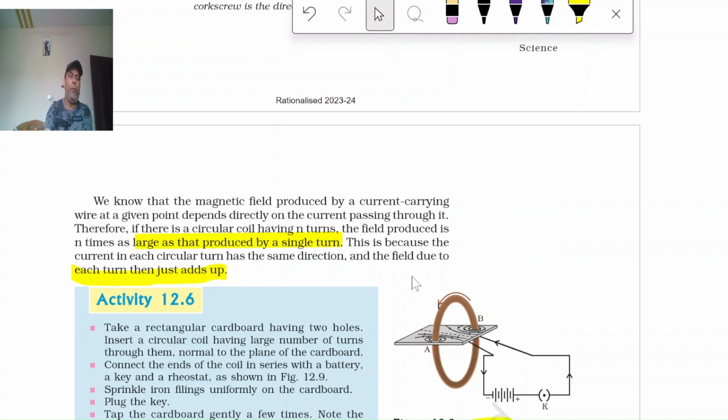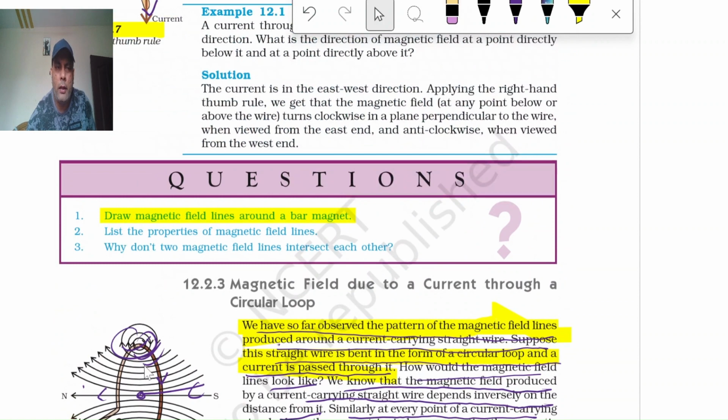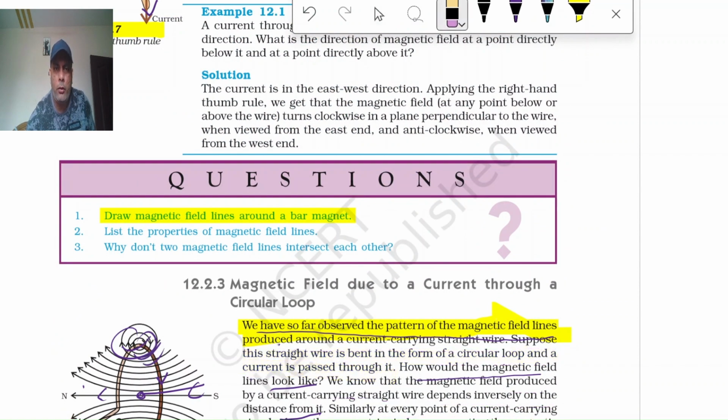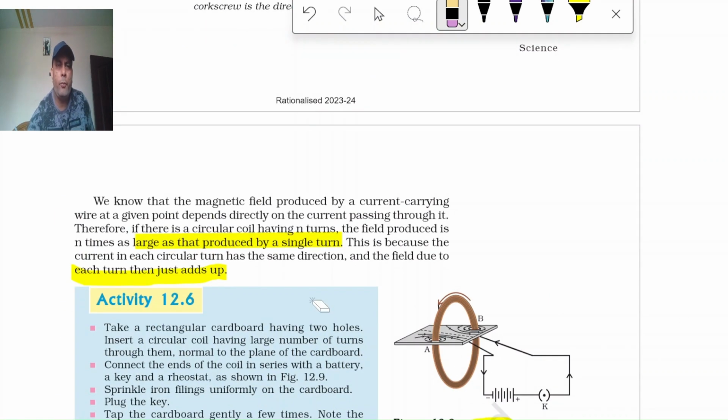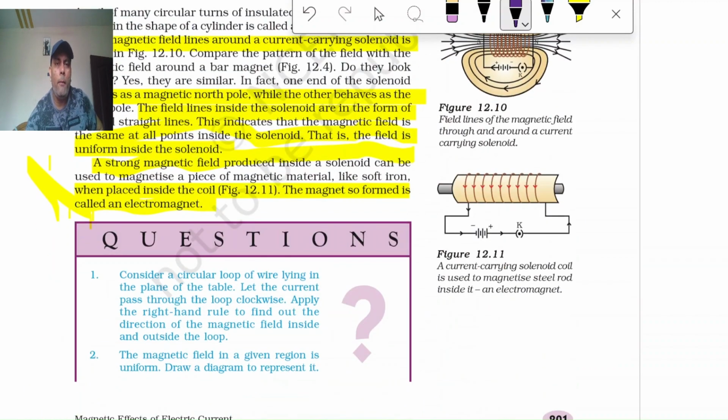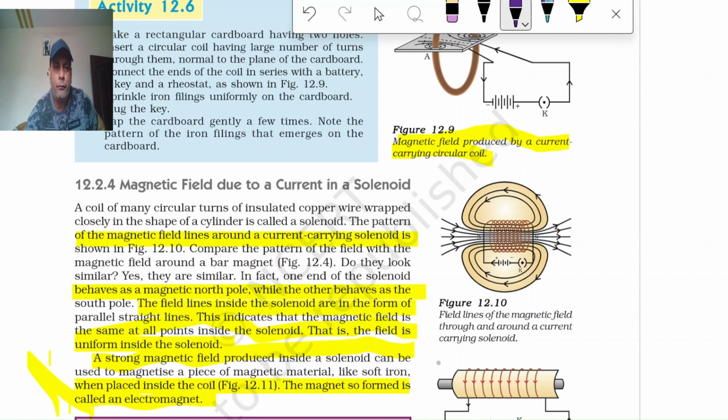The same way they have explained here, not a single loop but many loops. I am coming to that point also. Coming to the next point, there will be many loops. If we use many loops, the magnetic field produced by the current carrying circular coil will be higher. So for the solenoid, I am talking about this current carrying solenoid.